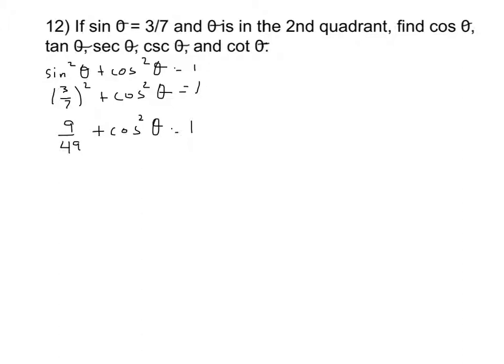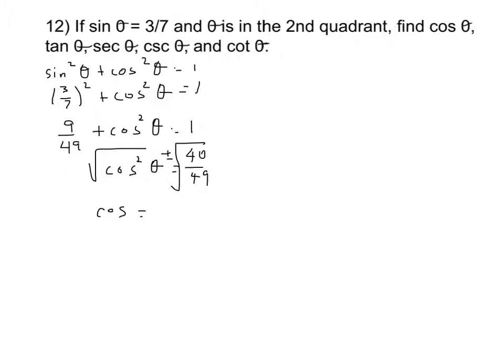I can subtract 9/49 from each side, which will give me 40/49 for a fraction. And then to finish, I can take the square root of each side to finish getting the cosine of theta by itself, which is what I'm interested in. Now, remember, when you introduce the square root into a problem, we have both a positive and a negative option. So we have both a positive and negative square root of 40/49.